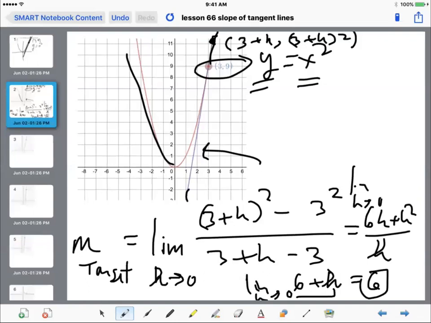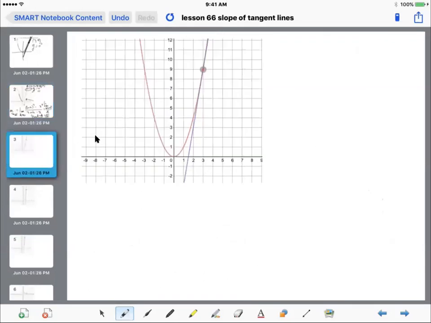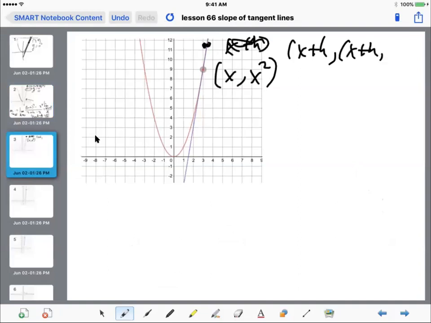Now that is a really specific question about the point 3, 9. But what if the point wasn't at 3, 9? What if it was at 1, 1 or 2, 4 or negative 4, 16? Well, we could redo this process over and over, or we can go more generally. If I just call this random point x comma x squared, then the other random point on the parabola would be x plus h comma (x plus h) squared.